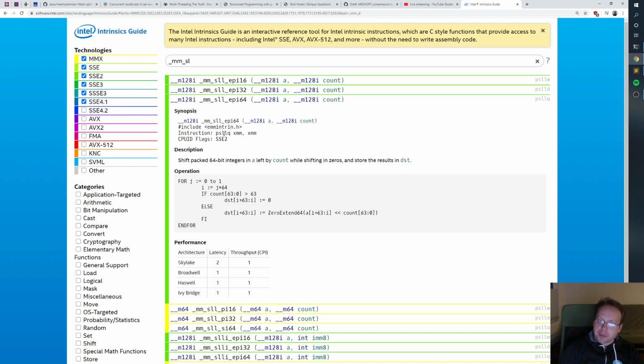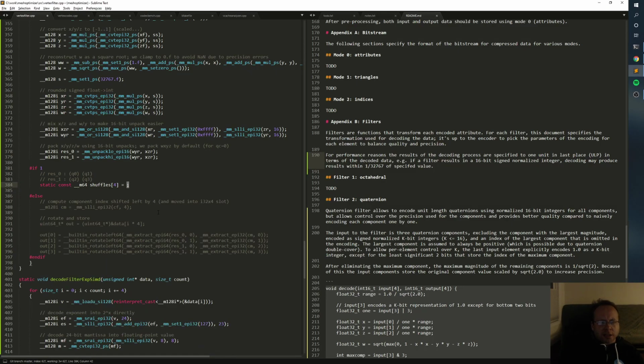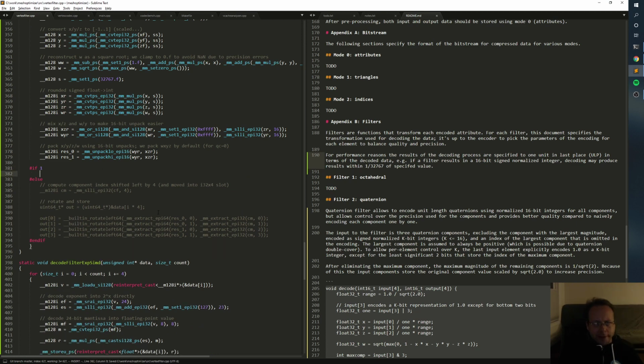Okay. Yes, the shuffle idea is terrible. I don't like this anymore. Okay, so let's try to do this. What we are trying to do is rotate a 64-bit value left.